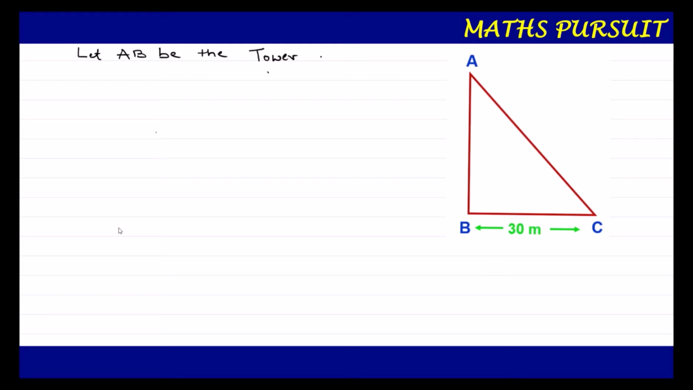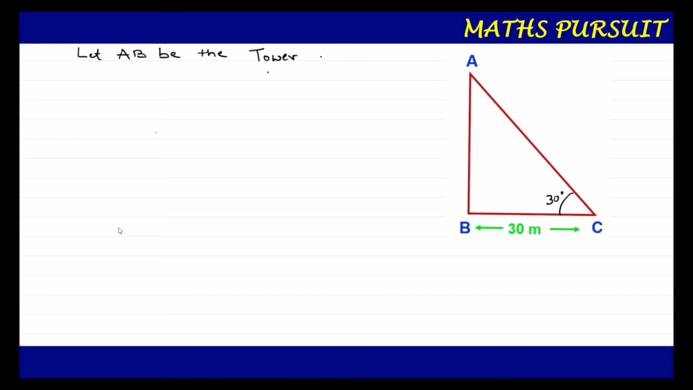Now let's look into the question. The angle of elevation of the top of a tower from a point on the ground which is 30 meter away. So if AB is the tower and if C is the point on the ground, the angle of elevation is 30 degree. The question is saying that the point on the ground is 30 meter away from the foot of the tower. If B is the foot of the tower, and the point on the ground is C, then this distance is 30 meter.